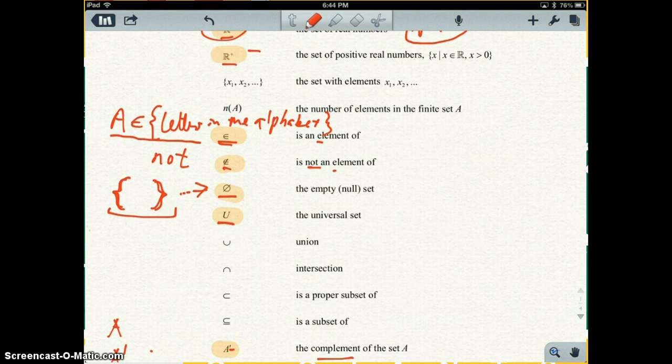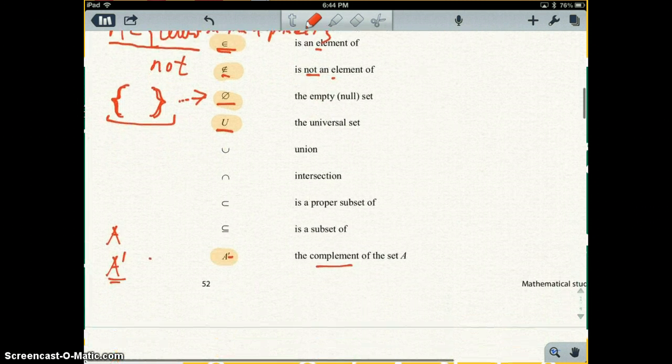U is the universal set, which means the set of all things. Okay, or at least within the problem they've given you, it's everything, all the elements in that problem, whether or not they're inside a set or not, they're included in the universal set.